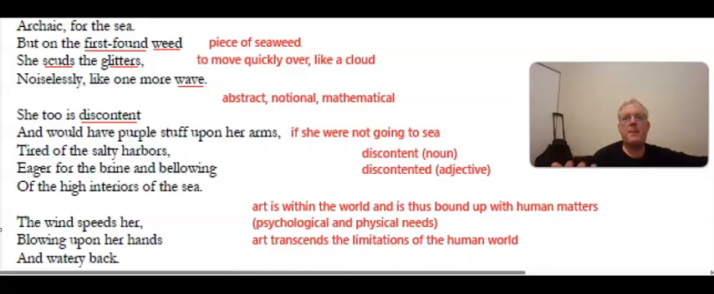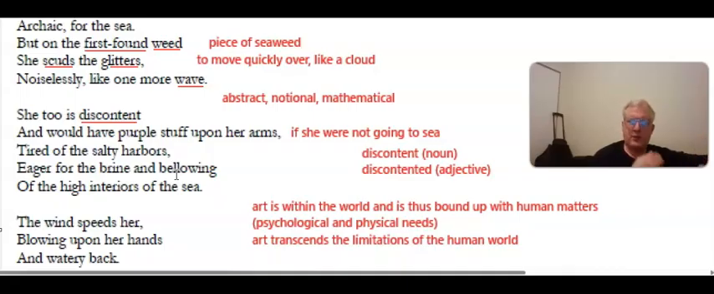She's eager for the brine and bellowing. Now, bellowing is a low sound that comes from deep within, and it communicates the expression of pain, anger, dissatisfaction. Again, we go back to the word of discontent, being yelled forth, screamed forth from out there in the space, which is interesting because you thought that being discontent, she was seeking contentment. But bellowing is anything but contentment.